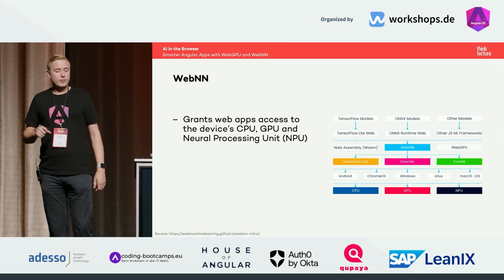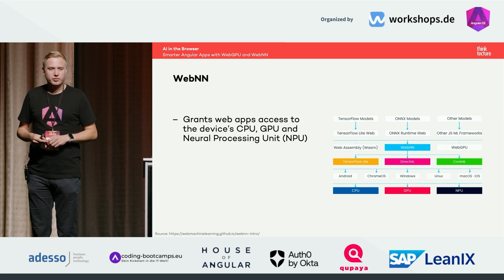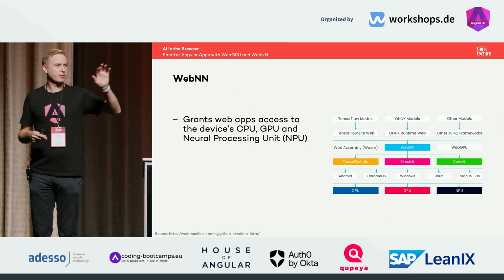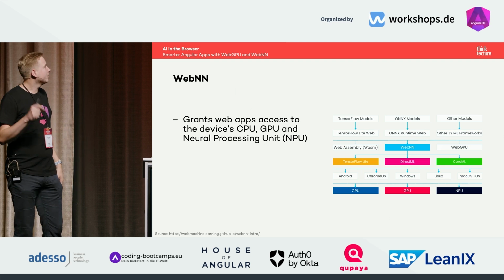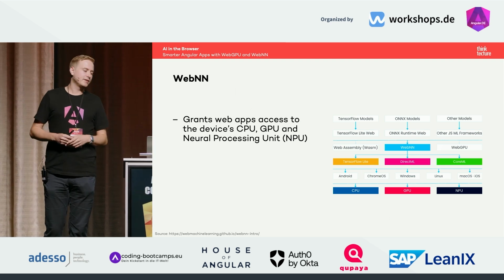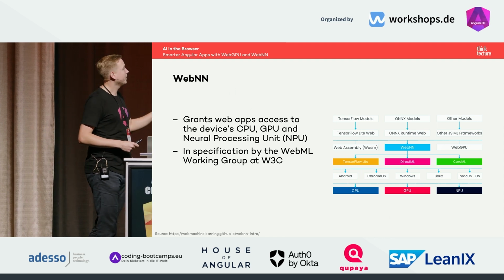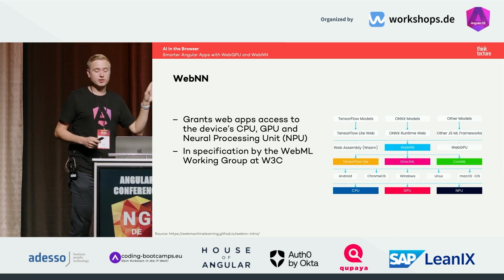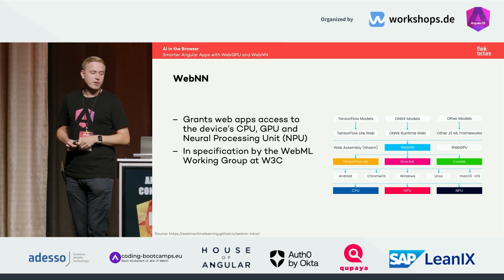And this API will grant your app not only access to the CPU and GPU, as you could do before with WebAssembly for the CPU and GPU with WebGPU, but additionally also to the neural processing unit, the NPU, that many devices now ship with. And now, with the help of this API, you can get super fast and super advanced machine learning applications right on your system. It's currently in specification by the WebML working group.